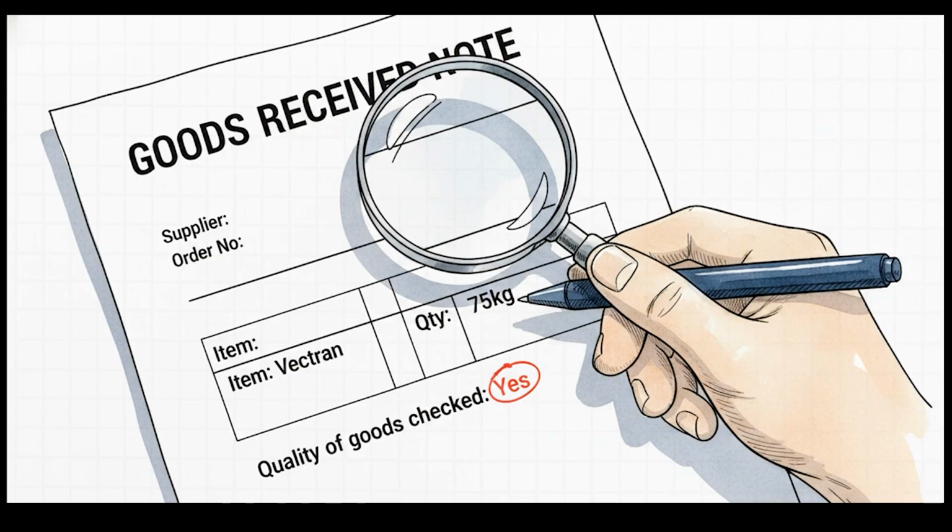Now, as an auditor testing controls, your job isn't just to verify that this piece of paper exists in a filing cabinet. You need to inspect it to see if the correct controls were actually applied. You check to see if the 75 kilograms of Vectrin they received actually matches the quantity they originally ordered. And crucially, you'd zone right in on the specific field that says quality of goods checked, yes. That little checkbox saying yes, that is your hard evidence of the control activity happening in real time.